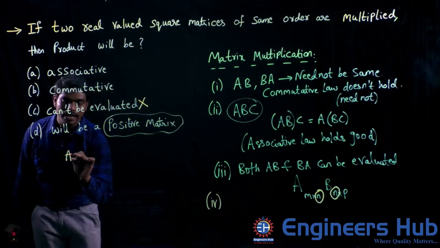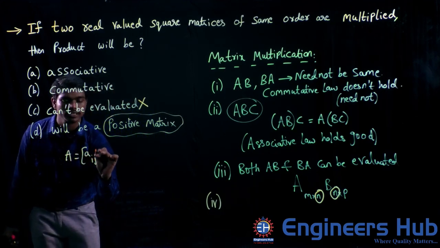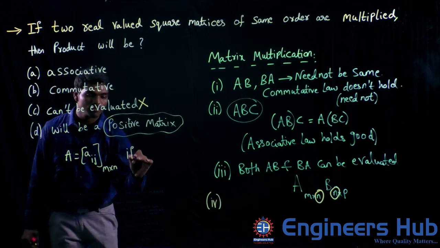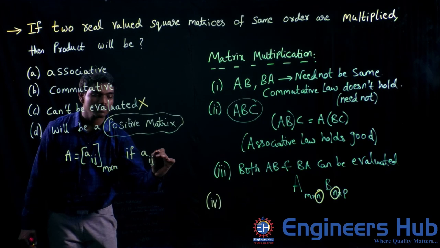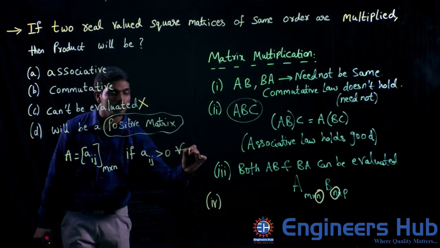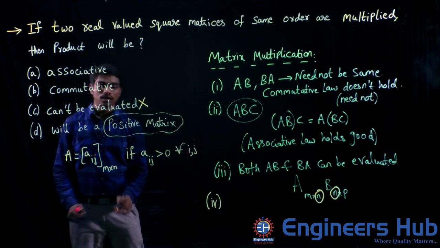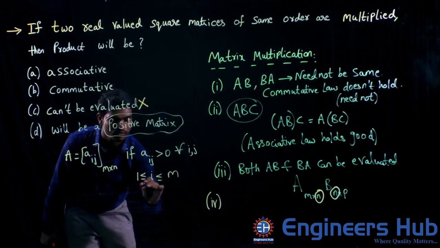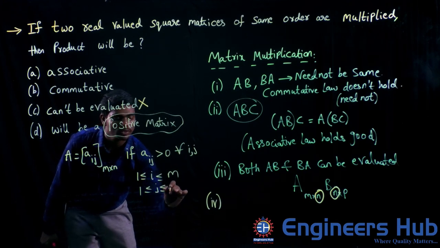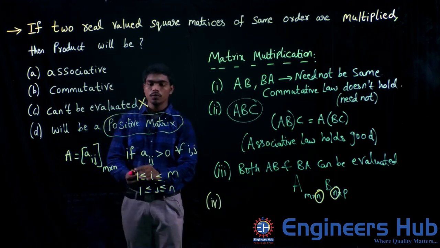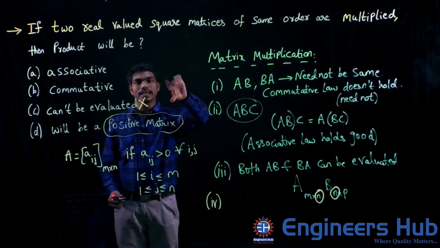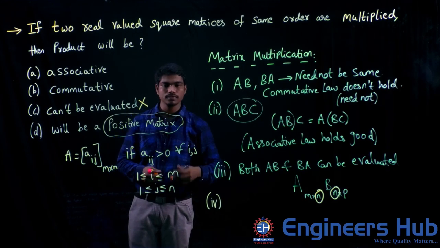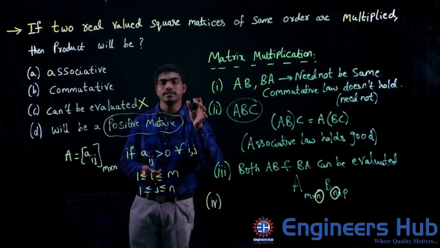A = [aij], generally denoted as m by n, is called a positive matrix if aij is greater than 0 for all i, j, where of course 1 ≤ i ≤ m and 1 ≤ j ≤ n. Okay, so this is a positive matrix, but depending upon the elements in the matrix, this multiplication need not give positive numbers for all the elements, correct?